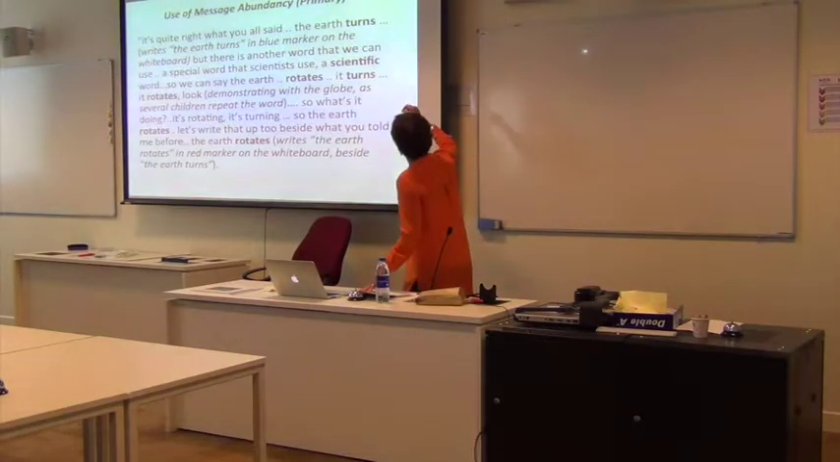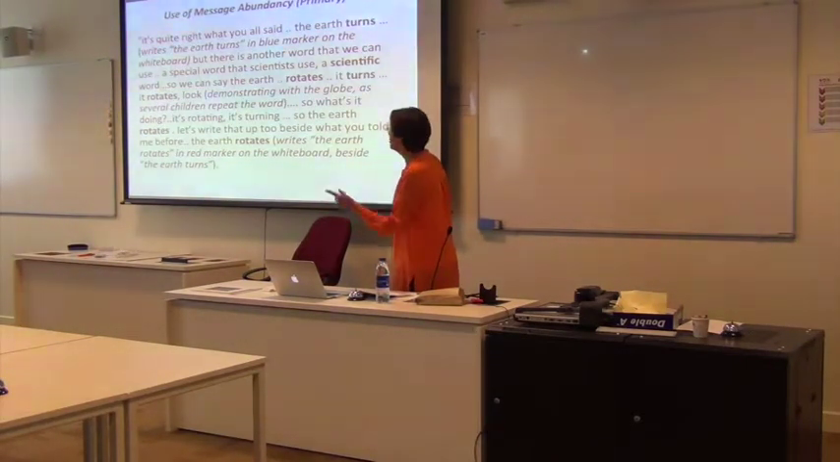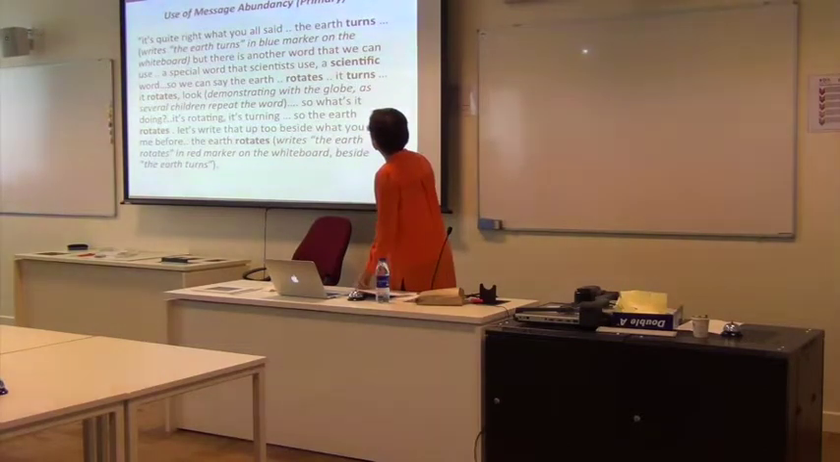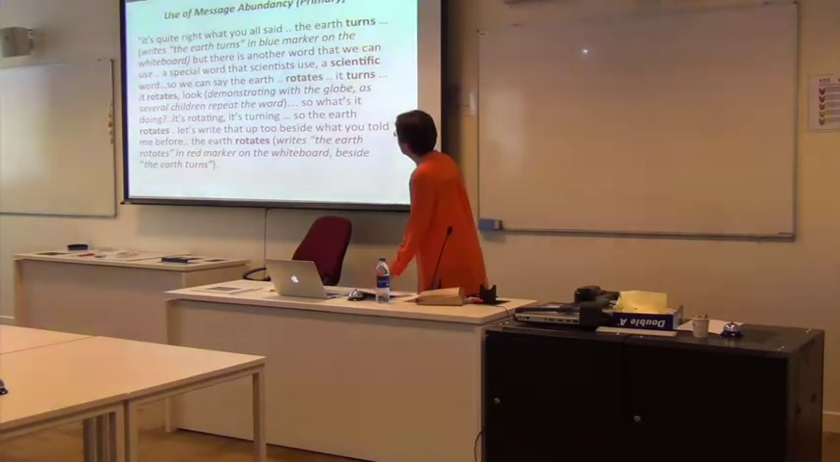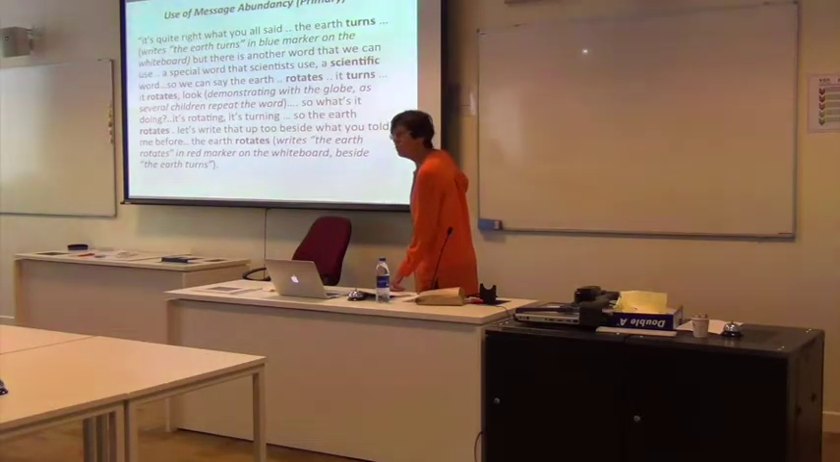It's quite right what you all said, the Earth turns. And she writes, the Earth turns, in blue on the board. But then there is another word that we can use, a special word that scientists use, a scientific word. So we can say the Earth rotates. And all the children are saying, rotates, rotates. It turns, it rotates. Look, so she's demonstrating, showing them how the Earth turns with the globe. So what's it doing? It's rotating, it's turning. So the Earth rotates. Let's write that up too, besides what you told me before. So she then writes, the Earth rotates. But she does that in red marker.